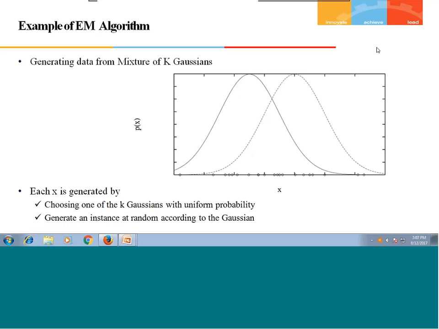Hello. Okay, let's start with this EM algorithm. As I was telling, there could be a situation when you have partially observed data. In that case, can we do anything better?